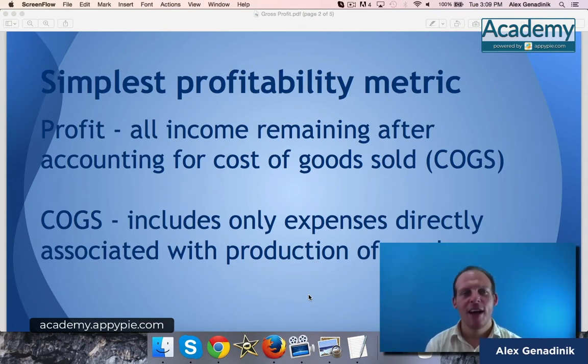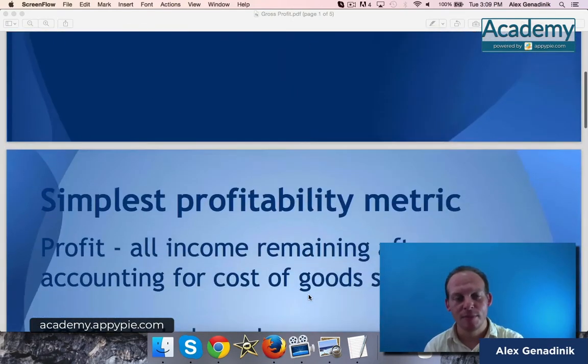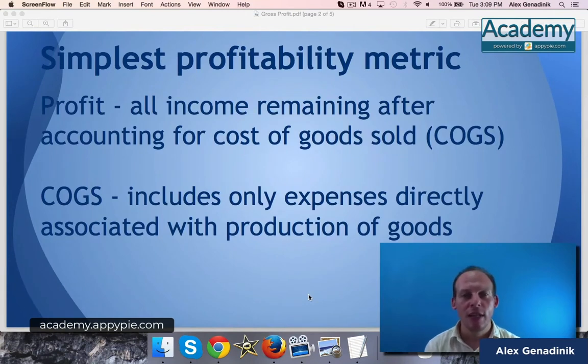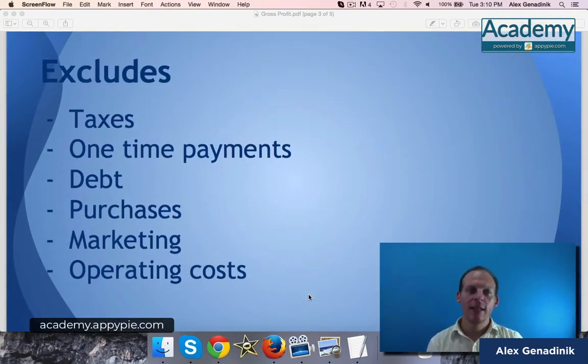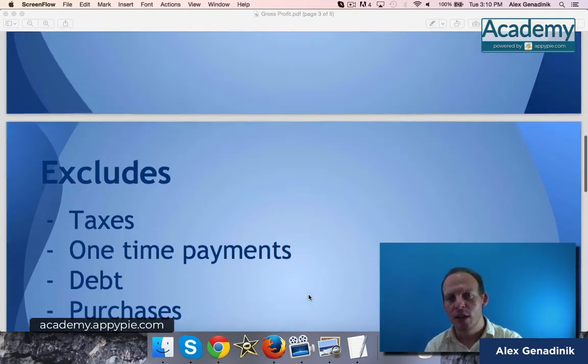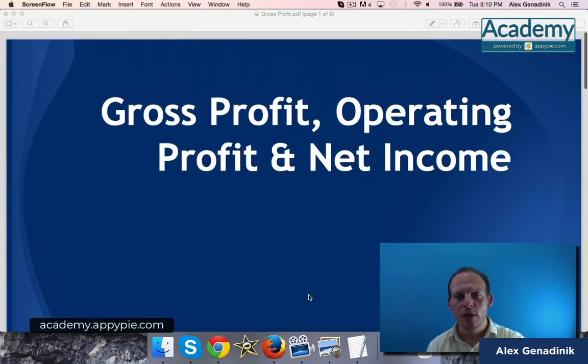So profit, okay? The simplest profitability metric is the gross profit, and that's all the income remaining after accounting for cost of goods sold. Cost of goods sold is sometimes called by an acronym, COGS. It includes only expenses directly associated with production of goods. What does that mean? It means you exclude things like taxes, one-time payments, debt, purchases of any kind, marketing, and operating costs. Those are all excluded from your gross profit, okay?